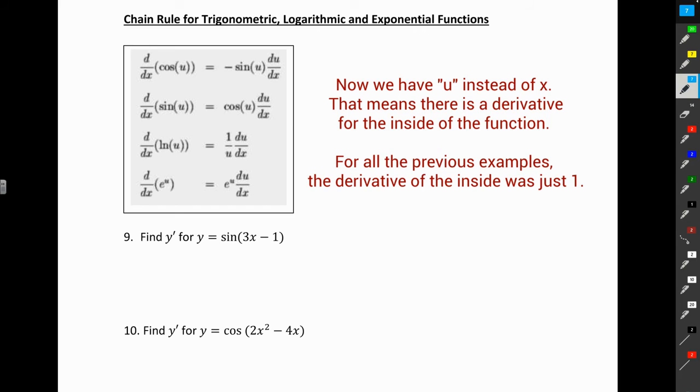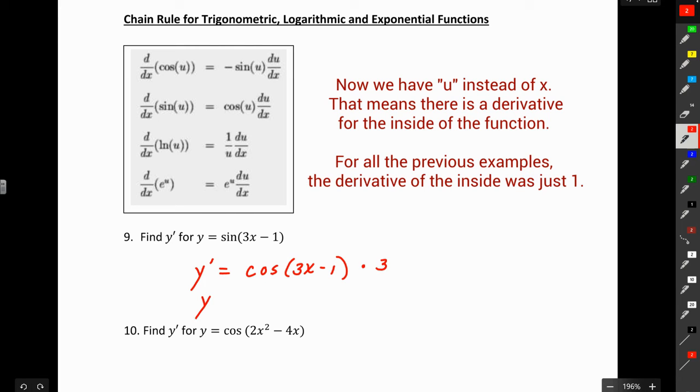On this last page now, we're going to be using the chain rule for trigonometric, logarithmic, and exponential functions. So you have to be really careful with these. For number 9, we're going to be looking at the derivative of the outside. The derivative of sine is cosine, times the derivative of the inside, the derivative of 3x minus 1. All right, so let's write that out. The derivative of the outside is cosine 3x minus 1 times the derivative of the inside, which is 3. You can leave it like that. I prefer to write it with a 3 in the front, but either way is fine.